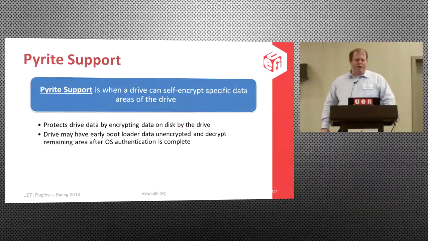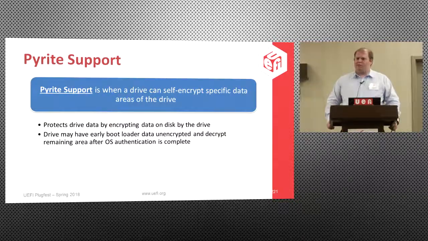Next was Pyrite support. This is the self-encrypting drive data. So it protects drive data by encrypting data on the disk itself. The drive can do whatever it wants for the encryption, where it can have certain LBA sectors unlocked so that the initial bootloader can be there. And then it can unlock itself as it boots later. But in the case of firmware, you would probably encrypt the entire disk and then prompt for a password before unlocking the drive itself entirely.